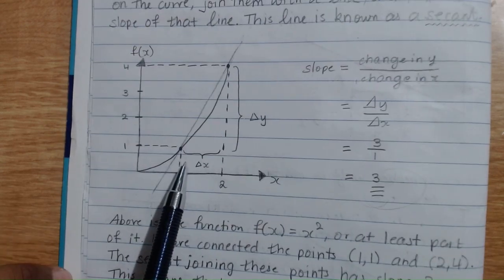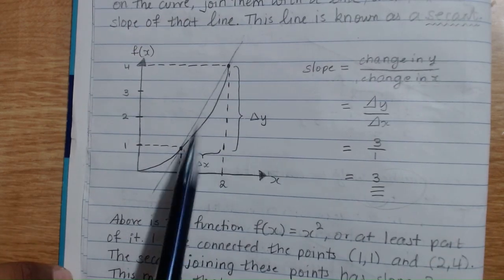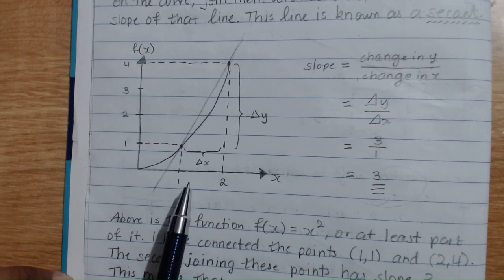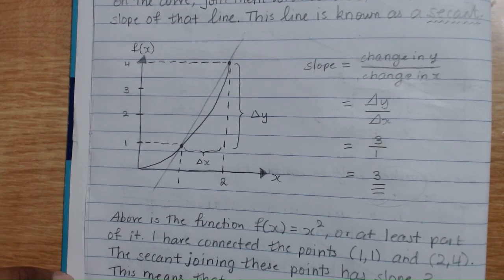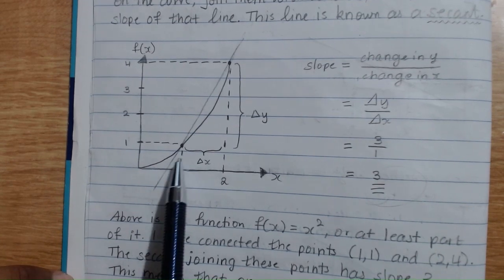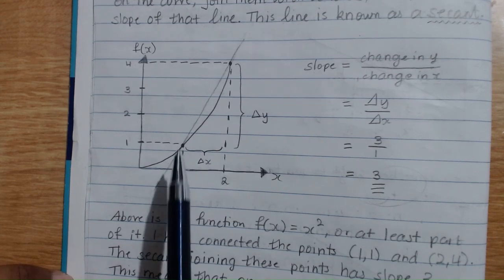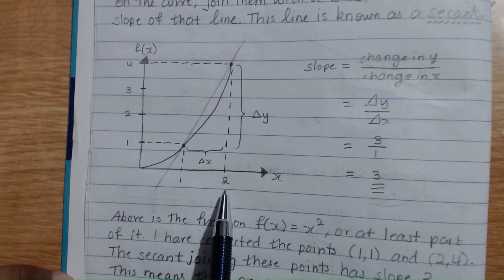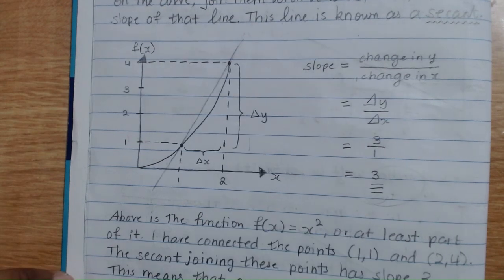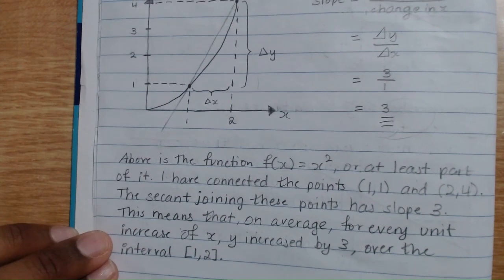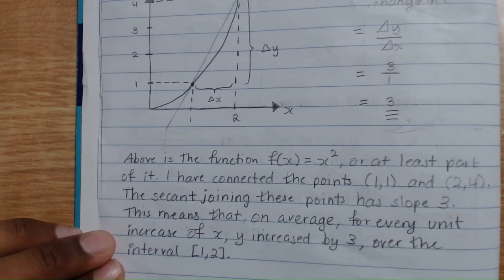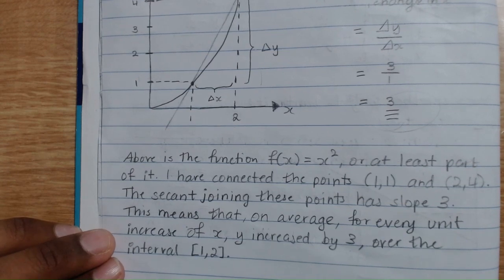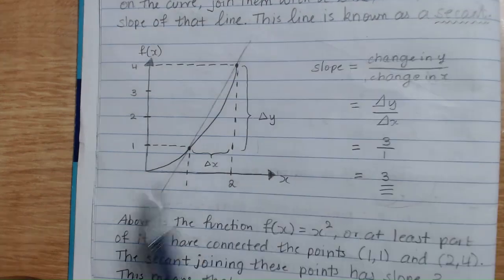So for this graph, and for this interval from 1 to 2, on average, every time I increased x by 1, y increased by 3. That's pretty obvious here. That's literally the example we have here. So we increase x by 1 and y increases by 3. But the key thing to note here is that this only works over the interval 1, 2. The slope is only 3 for this interval.